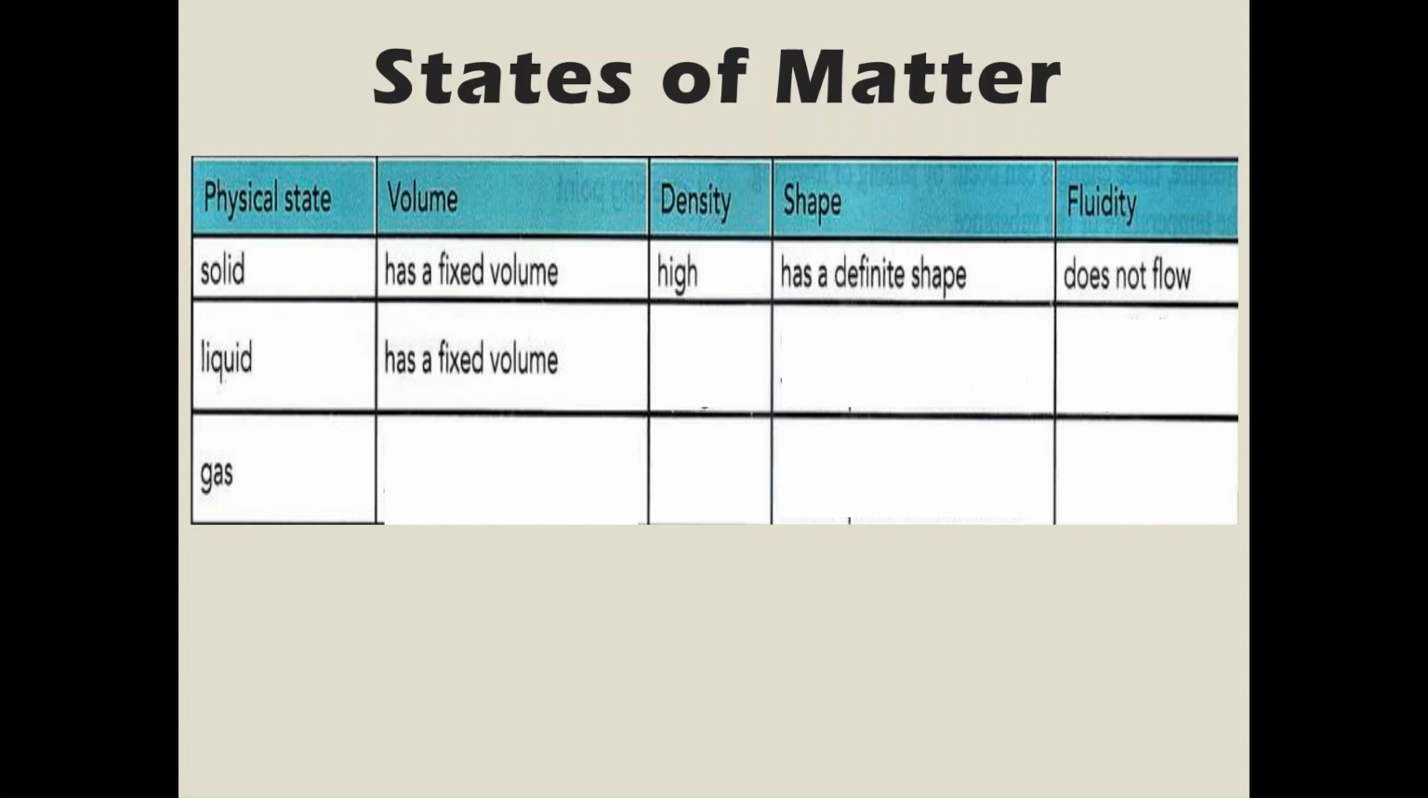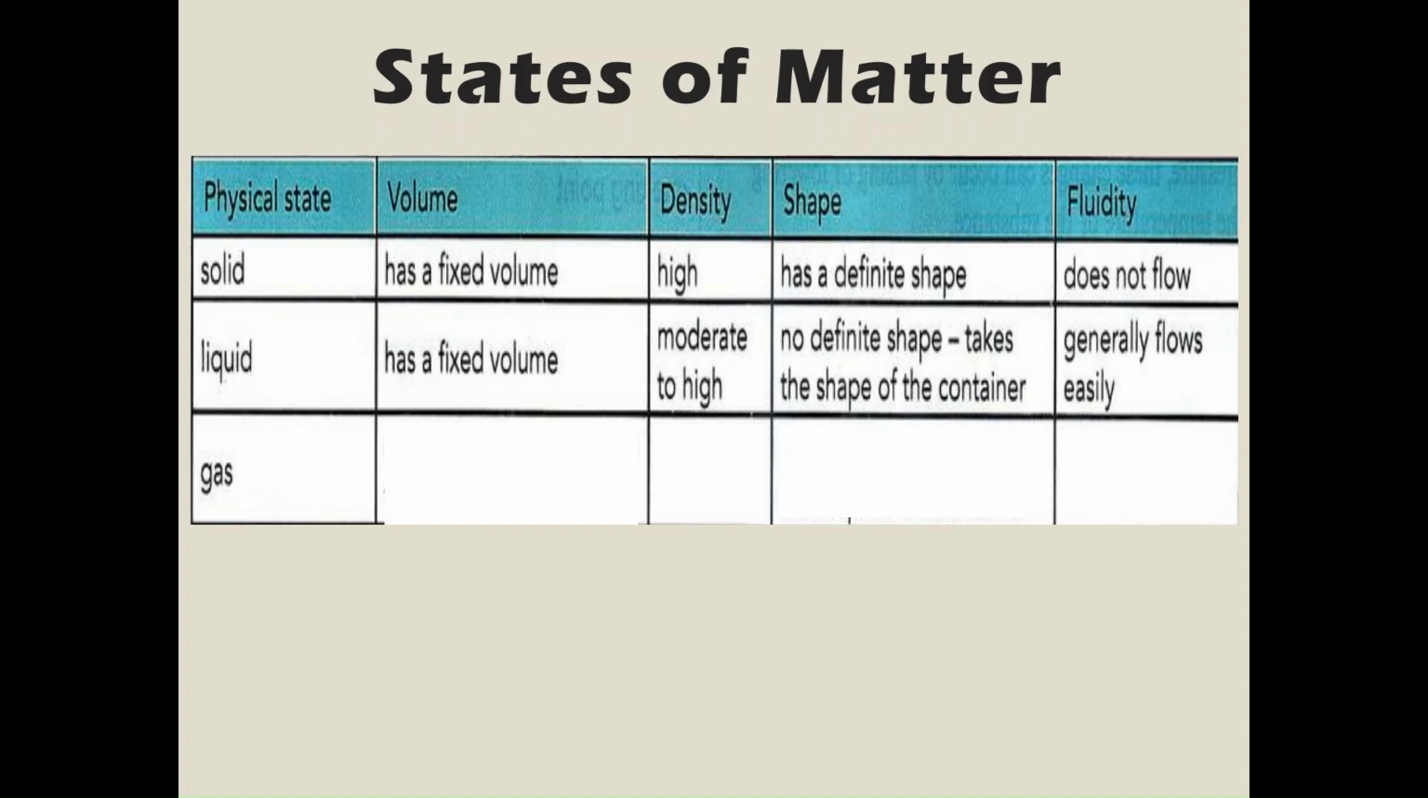A liquid like water, for example, has a fixed volume too. So if it is 1 liter of water, it will be 1 liter of water until you decrease or increase the volume. Its density is moderate to high, and it has no definite shape. It takes the shape of the container. So if you take a cup of water and pour it in a cylinder, it will take the shape of the cylinder. If you pour it in a cup, it will take the shape of the cup. If you put it in a pot, it will take the shape of the pot. So it has no definite shape. It takes the shape of the container and it flows easily.